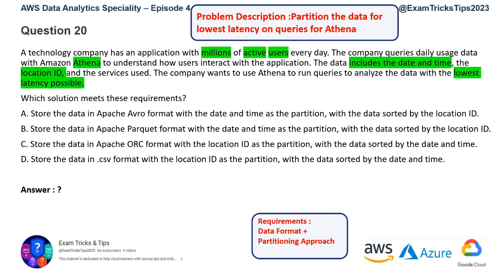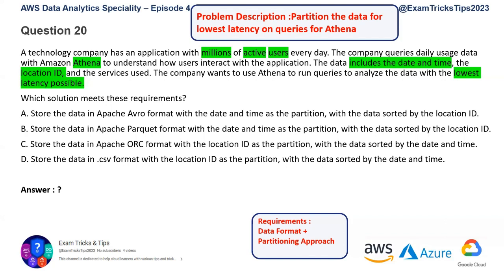We have a technology company which has an application with millions of active users. It's a big keyword: millions of active users every day. Amazon Athena is being used to understand how users interact with the application. The data includes date, timestamp, location ID of the users, and the services they're using. We need to run queries with the lowest latency possible. So this is the problem where you have lots of data from millions of users, you want to run queries to understand their behavior pattern, and you want the lowest latency.